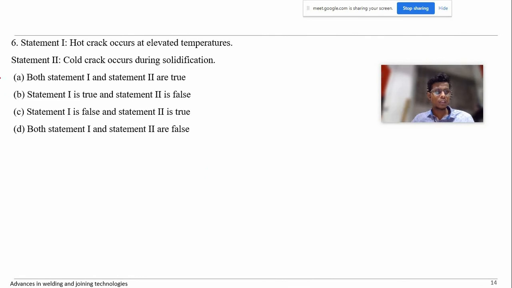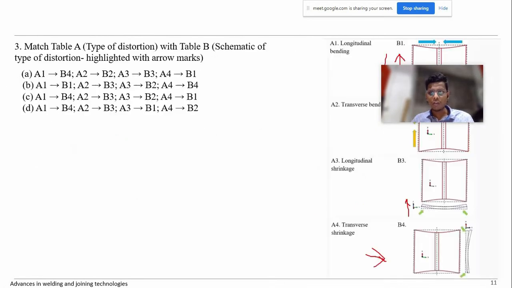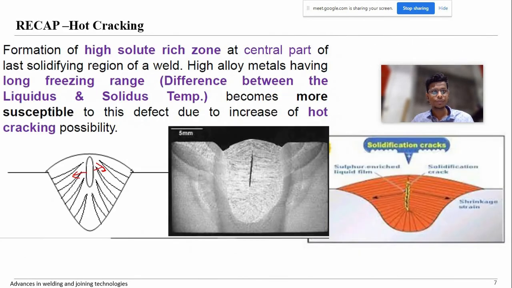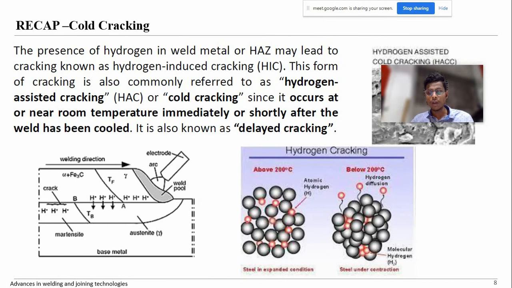Now the sixth question. Statement one says hot cracking occurs at elevated temperature. I have just explained hot cracking: it occurs during solidification, at higher temperature. Cold cracking occurs after the solidification, meaning once the metal reaches room temperature.